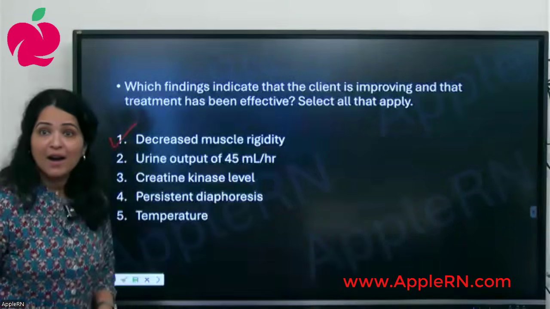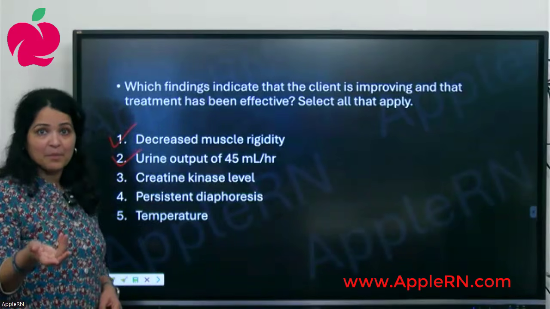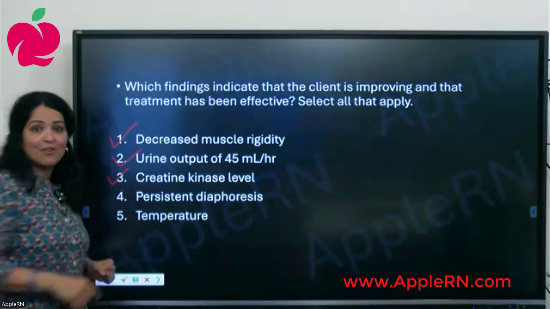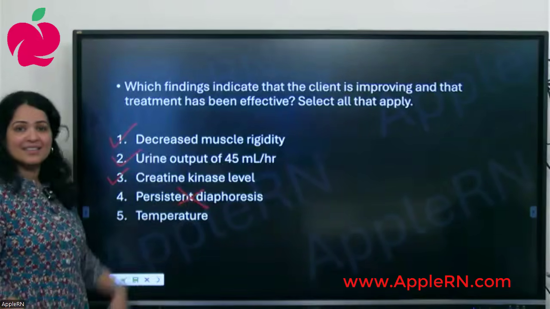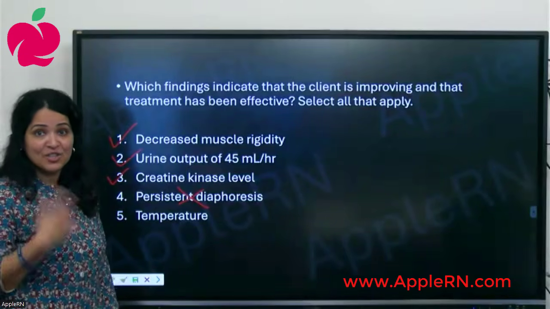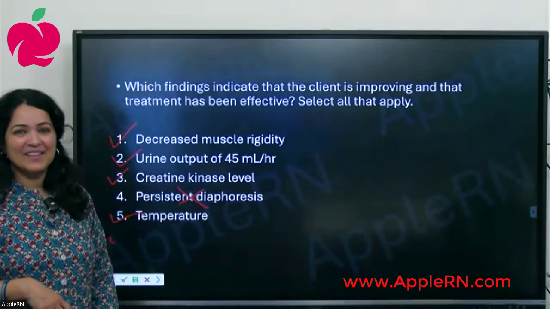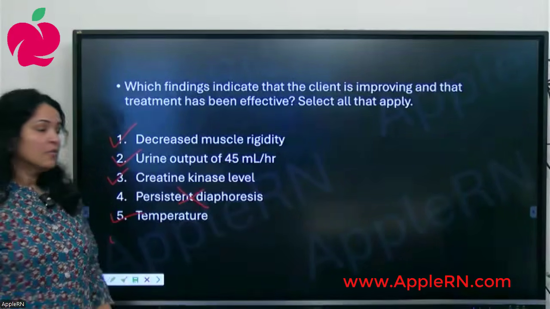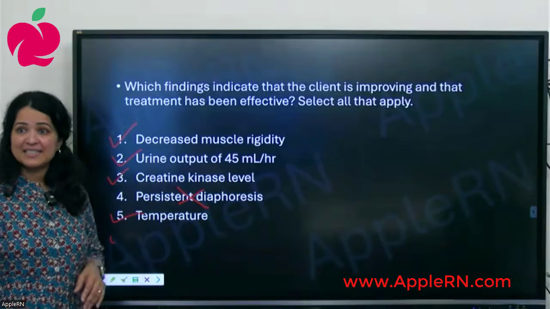Urine output 45, I would say yes, because it was 20 something and it's getting better. Creatine kinase, yes, because it was 12,000, now it's 1,200. This one is not there yet because the autonomic dysfunction is still there. That's why they are still diaphoretic. But the temperature is good, right? So we will go with that. I think many of you got that option. So 4, we are not selecting that because they still have diaphoresis.